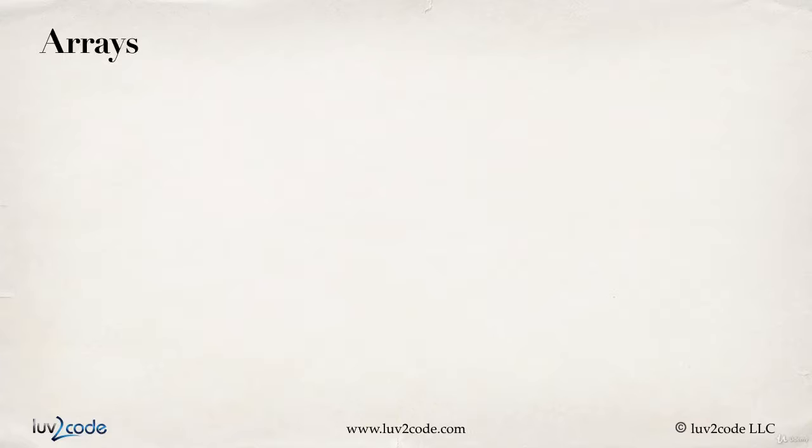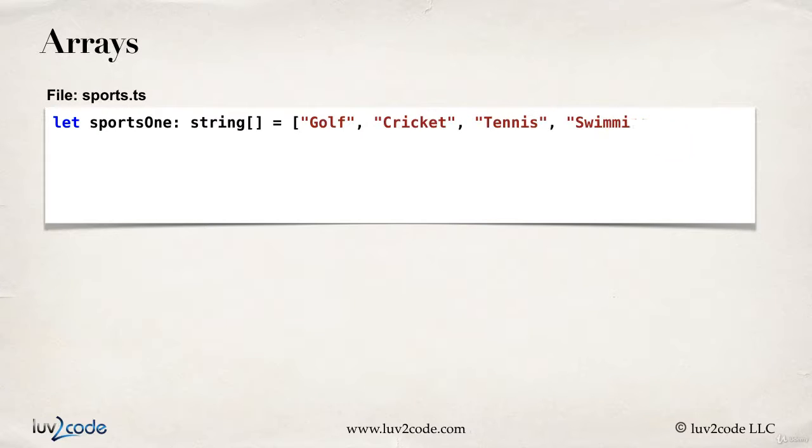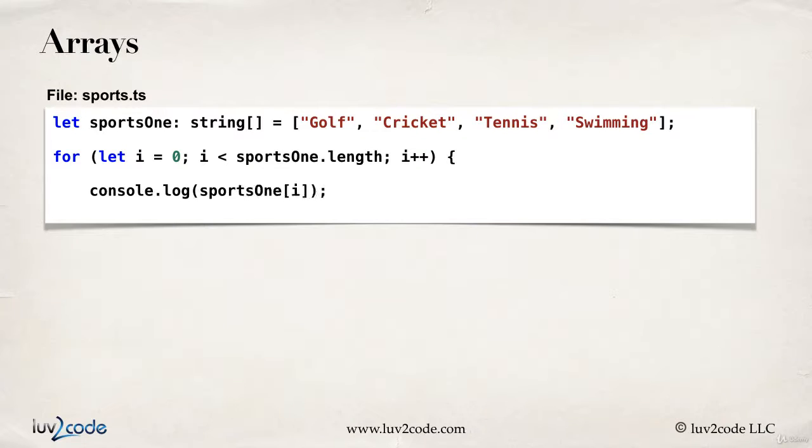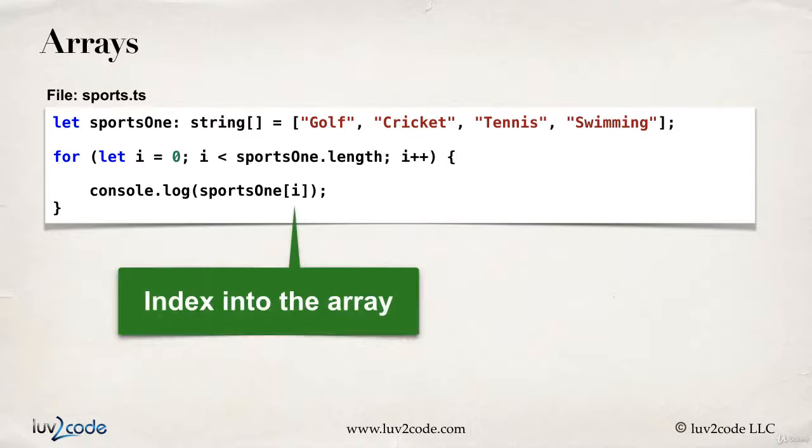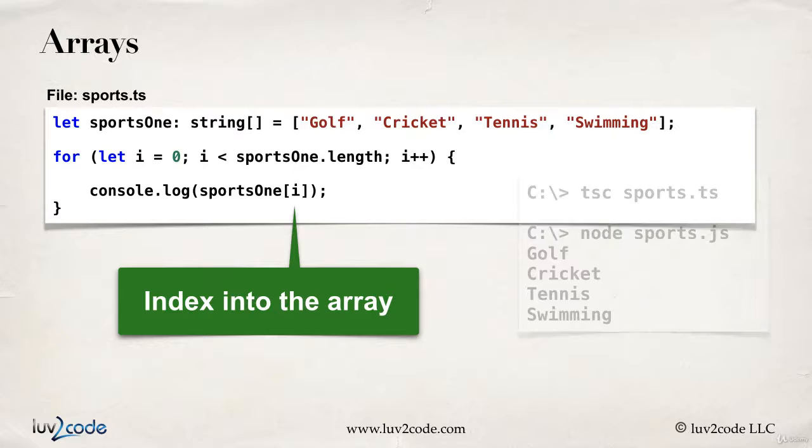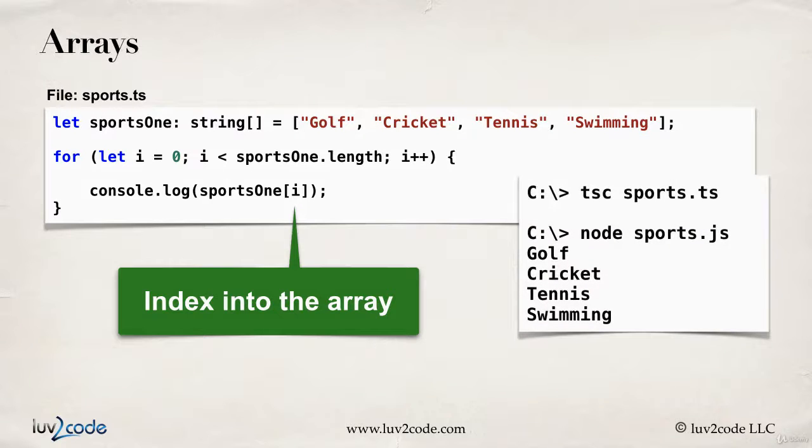So now we have arrays. We could set up an array of sports. So let sports1, string, square brackets, and I give a list of sports: golf, cricket, tennis, swimming. And then I say let i equal 0, i is less than sports1.length, i plus plus, console.log(sports1[i]). So again, we're simply indexing into the array, and we'll print out whatever string element is there. So we'll print out those given sports that are defined in this array.